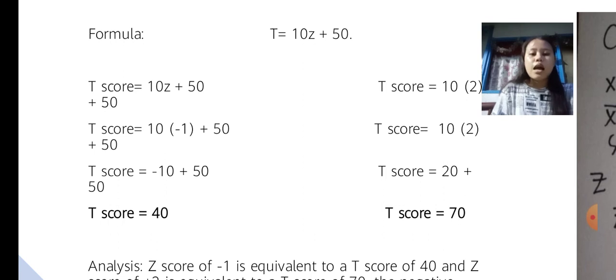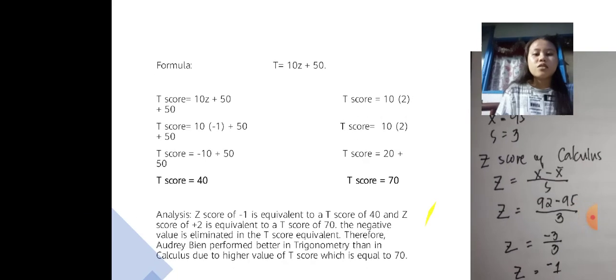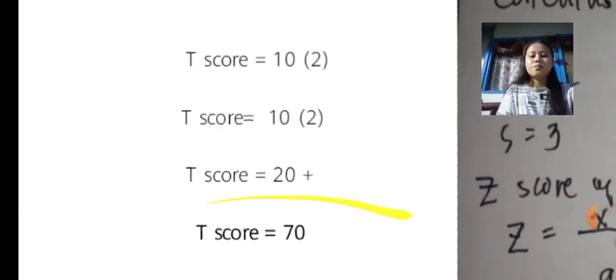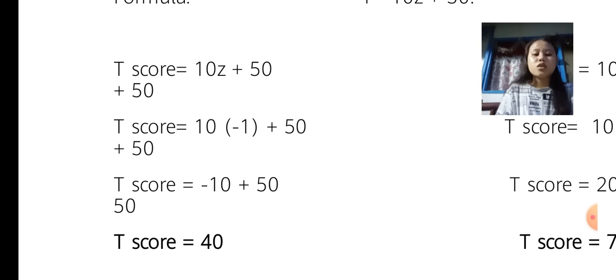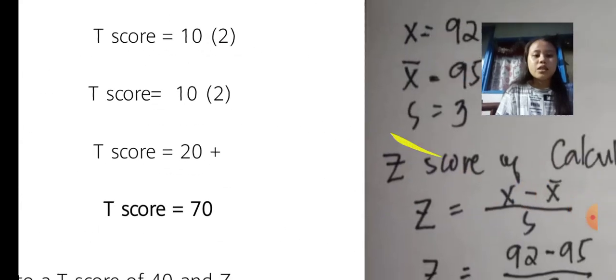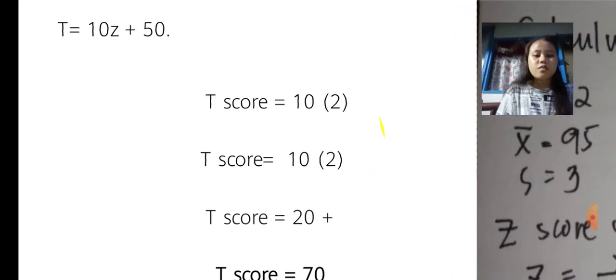So first, in calculus, z equals negative 1. So t-score equals 10 times negative 1 plus 50. So 10 times negative 1 equals negative 10, plus 50 equals 40. So the t-score for calculus is 40.